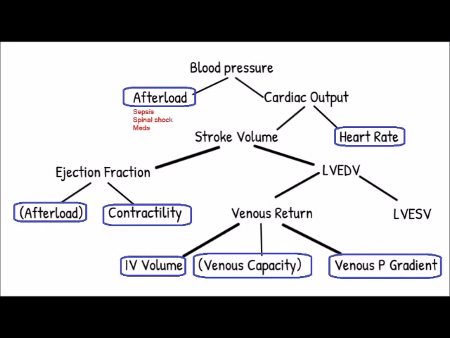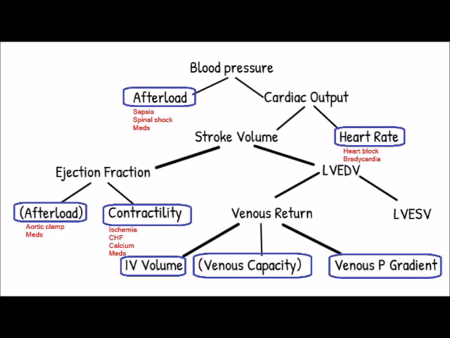For example, if we know it's an afterload problem, it could be sepsis, spinal shock after a spinal anesthetic, or medications. If it's the heart rate, it could be heart block, where we don't get atrial kick, or just a severely low heart rate. If it's a high afterload problem with a weakened heart, it could be a cross clamp on the aorta or certain medications.